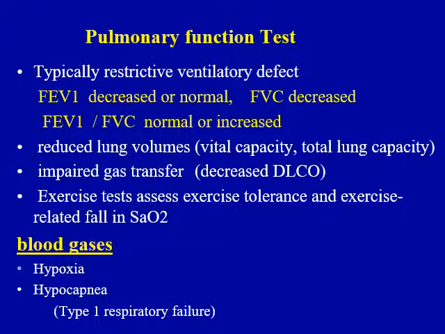We come to the pulmonary function test. As said, the pulmonary function test shows a restrictive ventilatory defect. The forced expiratory volume in 1 second is decreased or normal, but mainly the forced vital capacity is decreased. So the ratio is either normal or increased. It is either 80% or more than 80%.